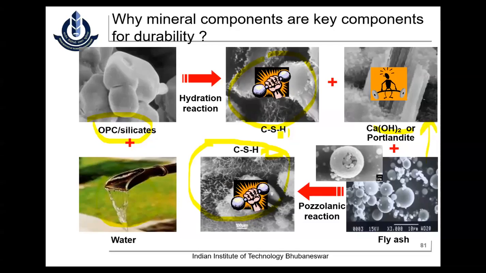Because of this, we call it the pozzolanic reaction. The whole calcium hydroxide will be consumed completely and replaced with another strength-giving compound, which is nothing but the CSH gel. Because of that, the pores get refined. The large pores will become small pores. There will be a lot of pore refinement, and the structures will become highly durable.